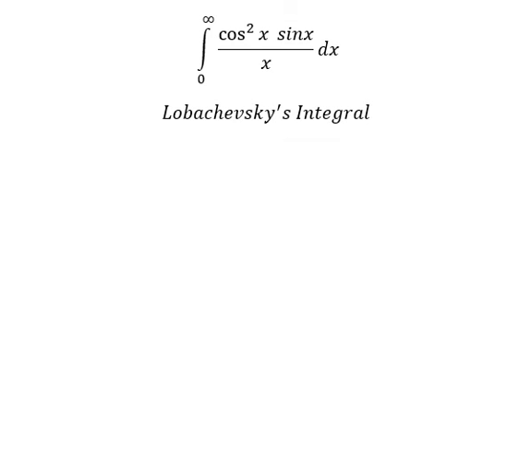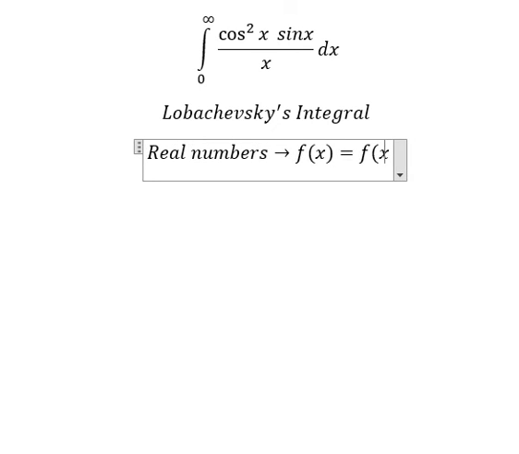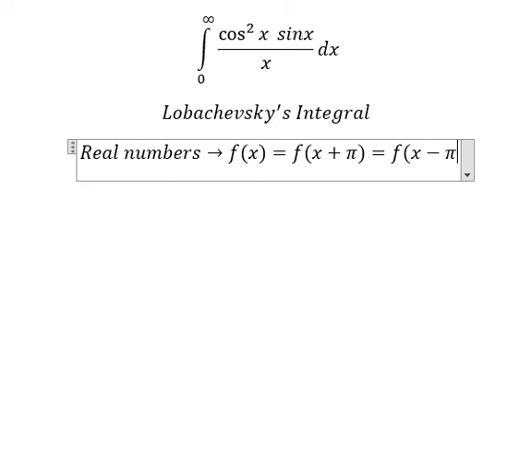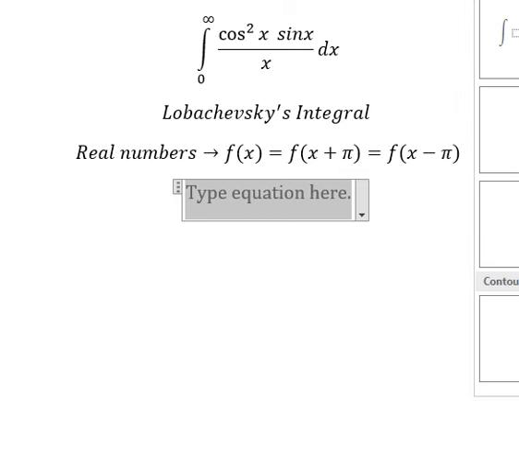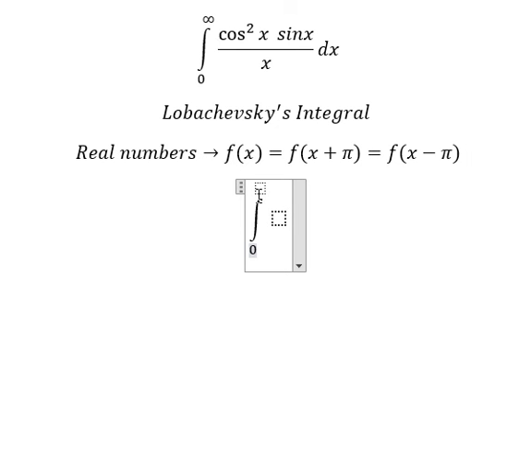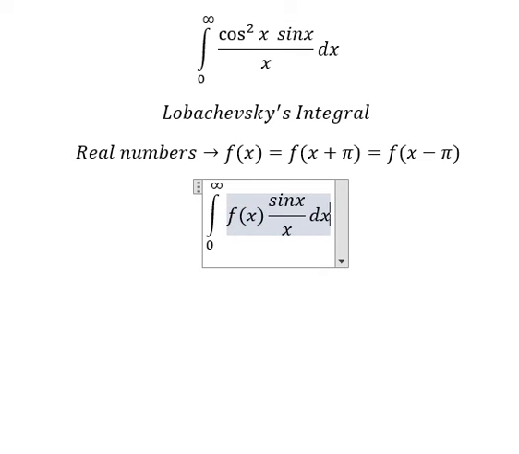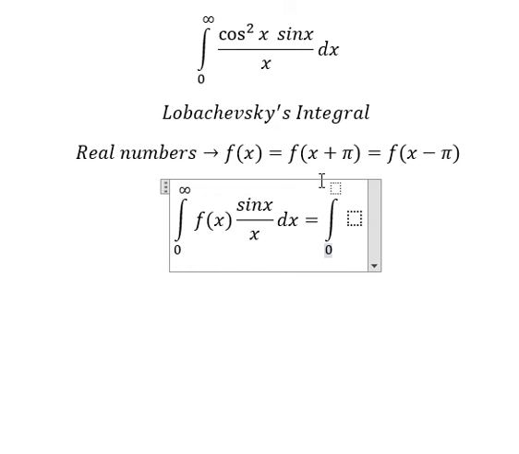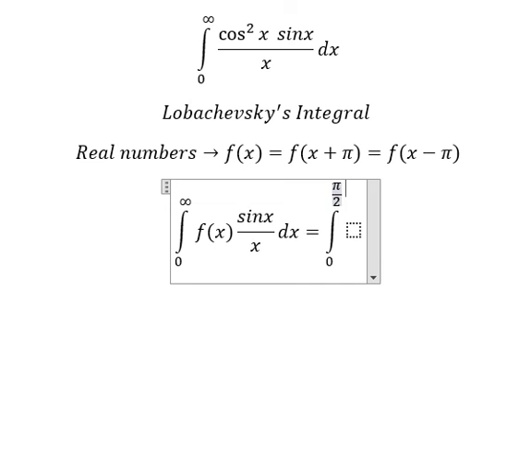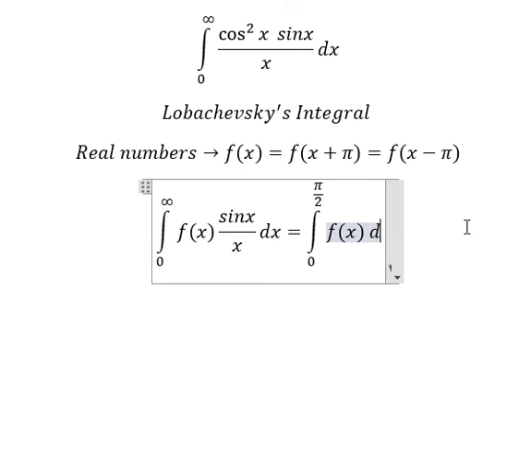integral. So for all the values of s belonging to the real numbers, if we have the function f of s equal to f of s plus b and equal to f of s minus b, then the integration from 0 to positive infinity of f of s multiplied by sine s over s ds equals the integration from 0 to b over 2 of f of s ds.